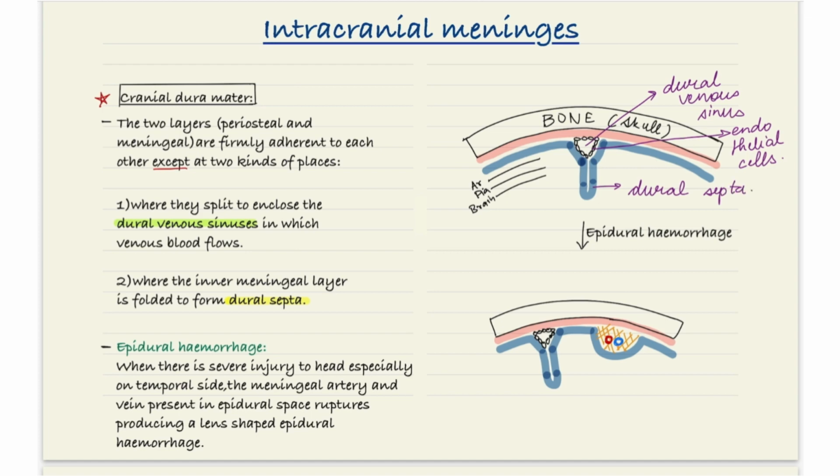Next is epidural hemorrhage. When there is severe injury to the head, especially on the temporal side, means above the ear, the meningeal artery and the vein present in the epidural space. What is epidural space? It is the space between the two layers of the dura mater. So the meningeal artery and the vein present within the epidural space rupture, producing a lens-shaped epidural hemorrhage. So when these artery and the veins rupture, they produce hemorrhage which is almost like a lens shape, so it is known as epidural hemorrhage.